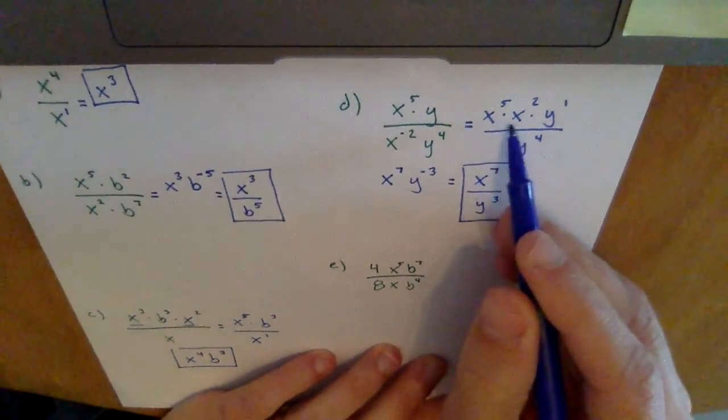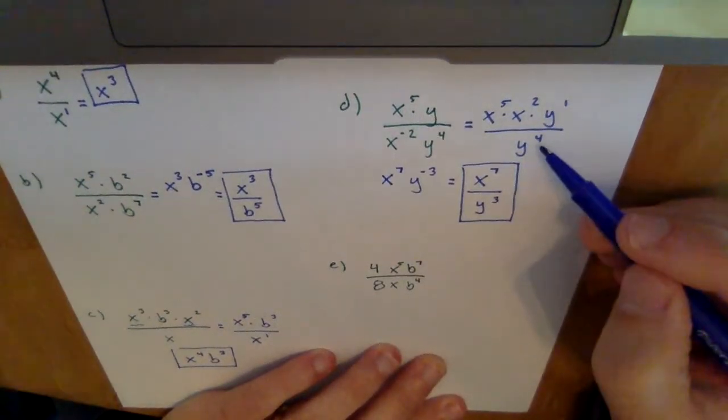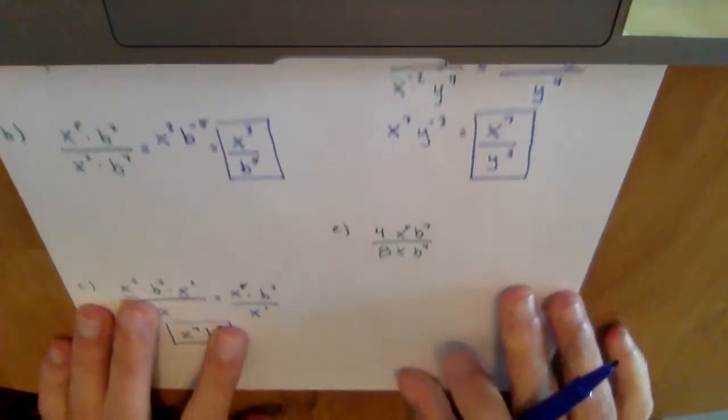So if they're on the same level, that's multiplication, so you add the exponents. If they're on different levels, that's division, so you subtract the exponents. Let's go to the last one, letter E.